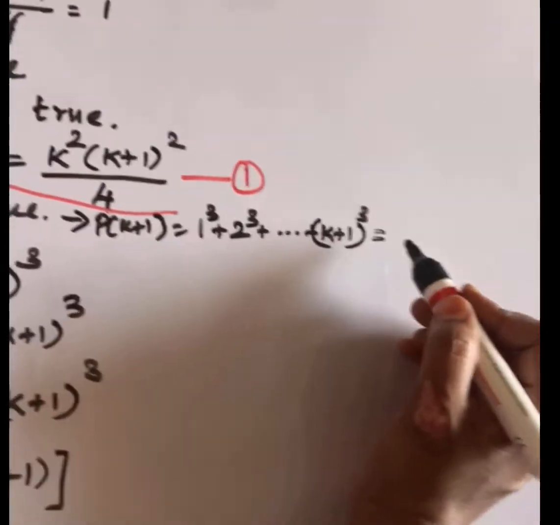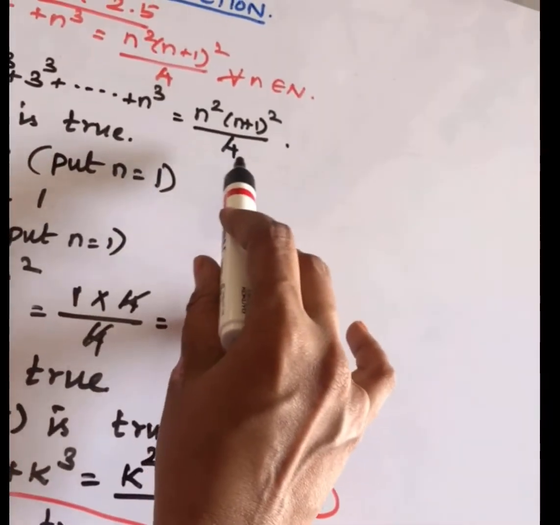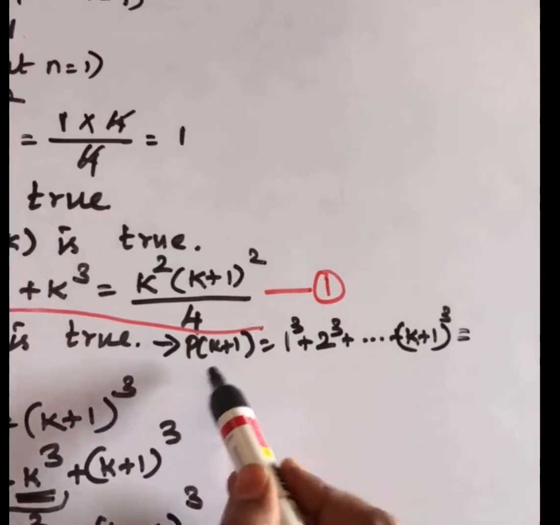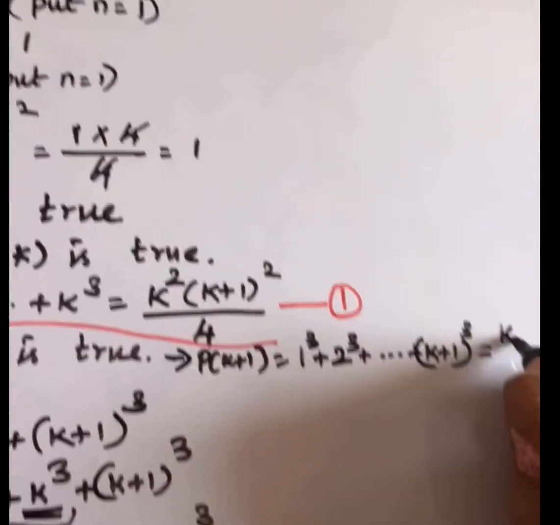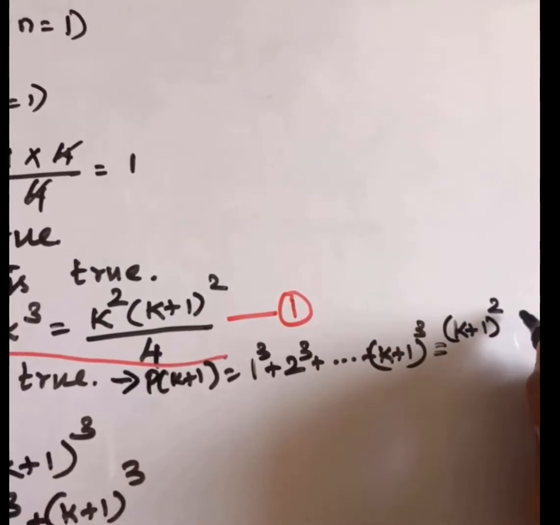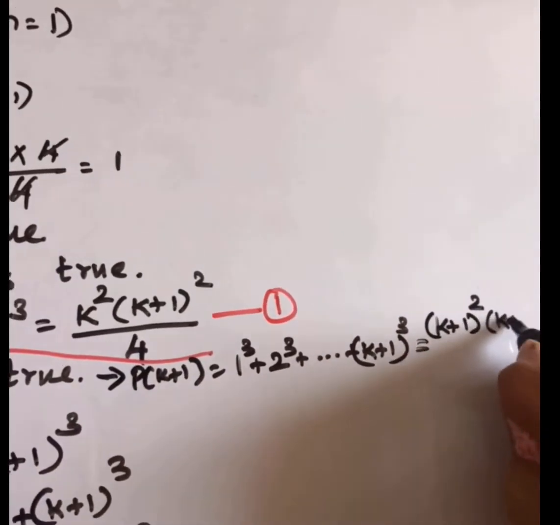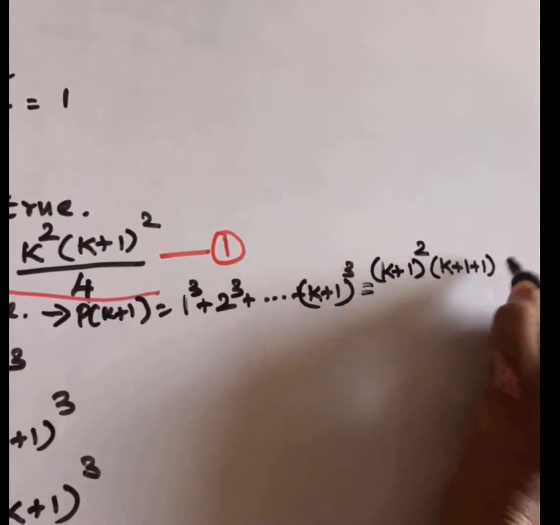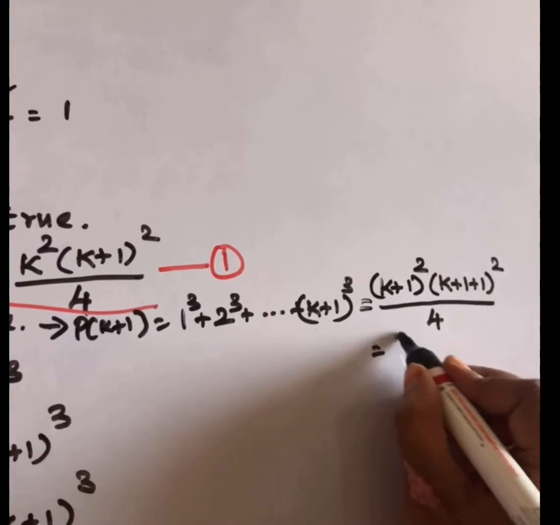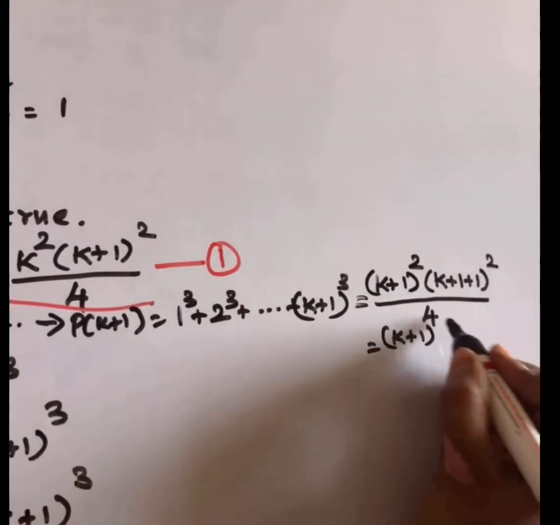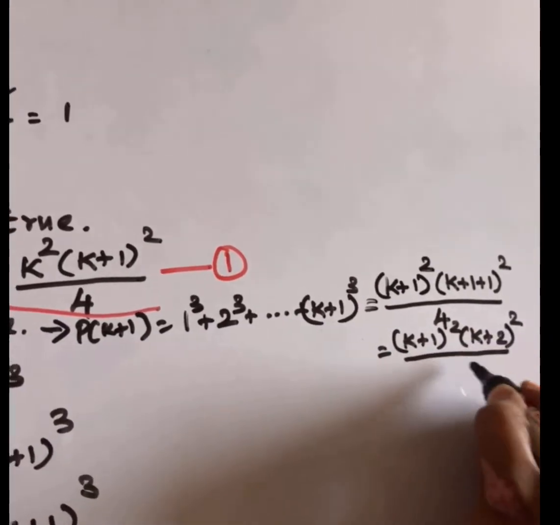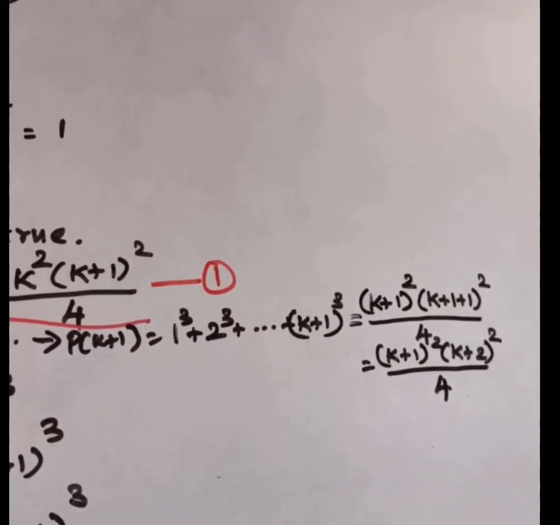So the right hand side is n square into n plus 1 the whole square by 4. So instead of n you have to substitute k plus 1, right? So k plus 1 the whole square into k plus 1 plus 1 the whole square divided by 4. That is k plus 1 the whole square into k plus 2 the whole square divided by 4. This is our RHS, right hand side.